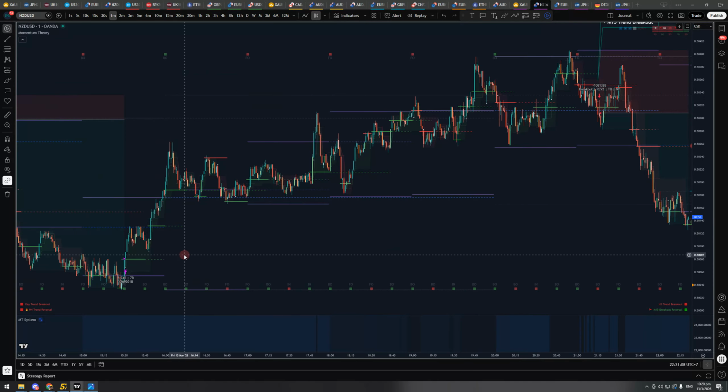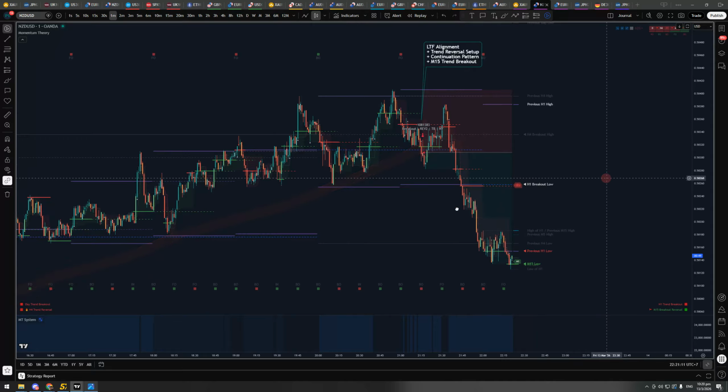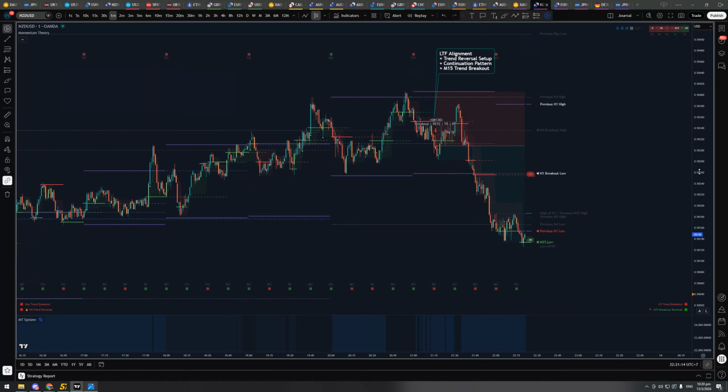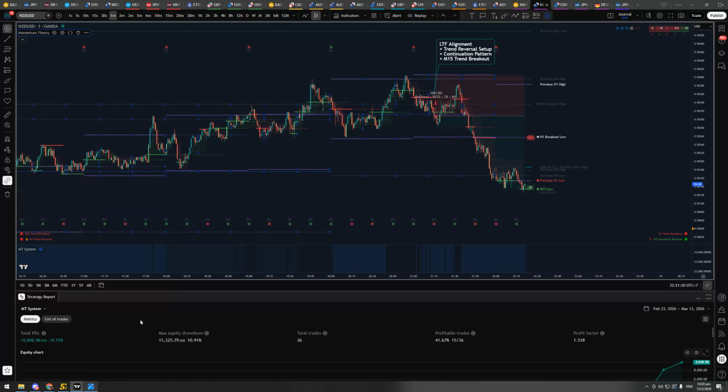And this is a pullback in New York session, and then got in on that reversal, and still holding it. So let's see what it does here. So all the setups, let's see the metrics, how it's performing.